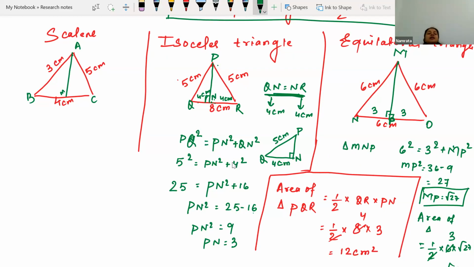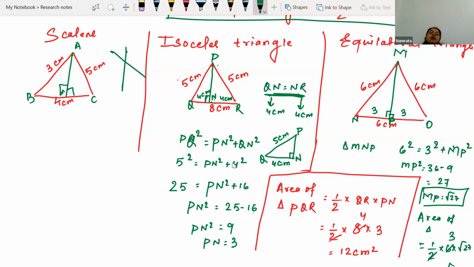So here, finding the height is not possible. Once you drop a perpendicular, the theorem which you used for isosceles and equilateral triangles, that the perpendicular will bisect the other side, is not valid for a scalene triangle. Why? Because if you take a scalene triangle where all the sides are of different measurement, you won't be able to prove the two triangles are congruent. Hence, that theorem which we were using for isosceles and equilateral triangles is not valid over here.